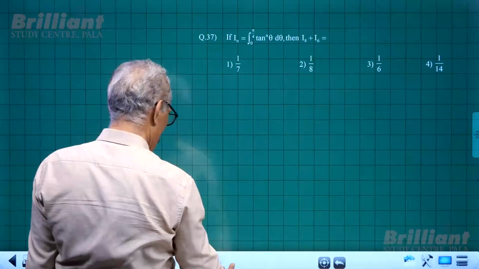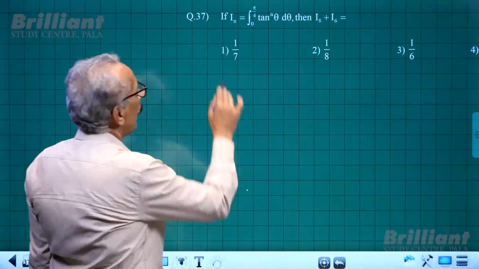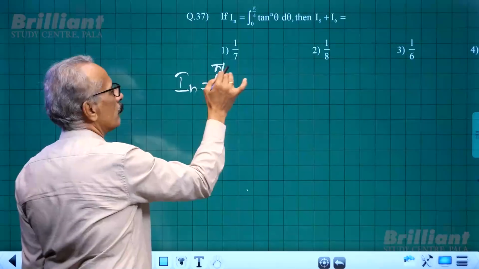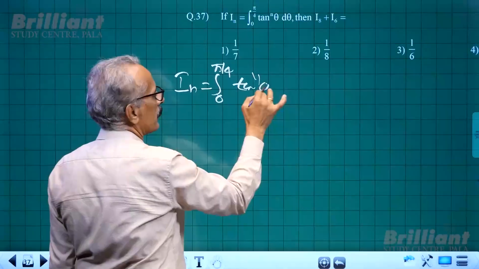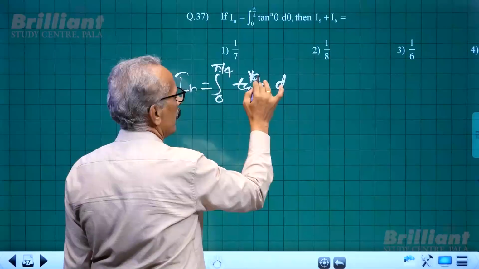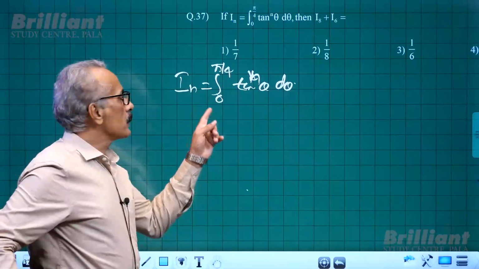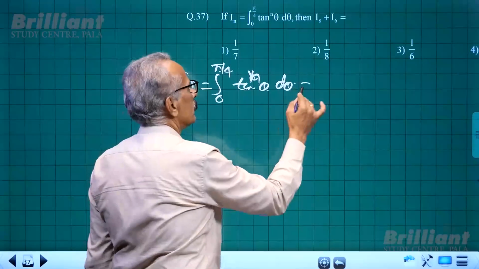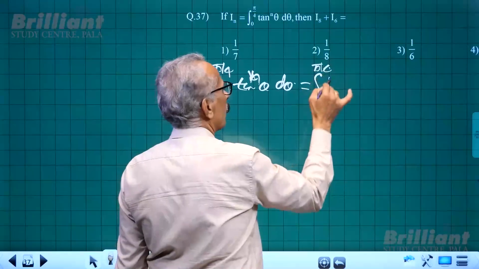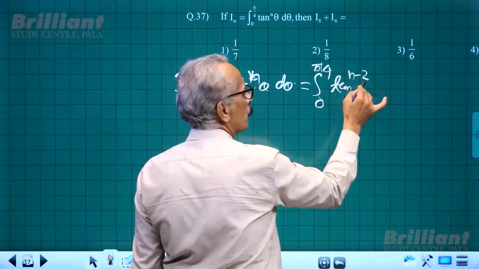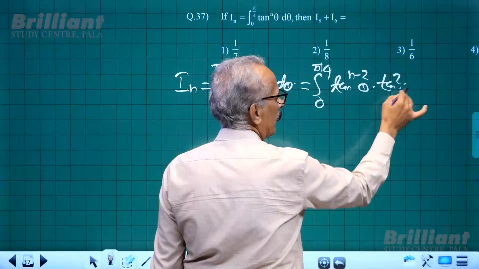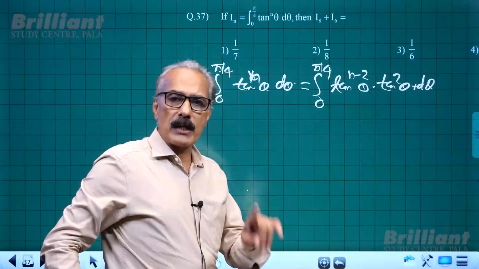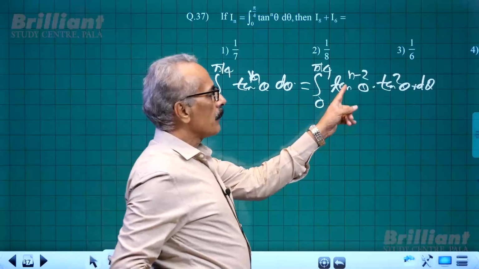This is a reduction formula. I'll just show you how to solve. I_n is equal to integral 0 to pi by 4 tan raised to n theta d theta. I_(n-2) is integral 0 to pi by 4 tan raised to n minus 2 theta d theta. Now, how do we integrate this one? This is the method: integral 0 to pi by 4 tan raised to n minus 2 theta into tan square theta d theta. For sin and cos, sin raised to n minus 1 into sin theta. For tan and cot, you have tan raised to n minus 2.